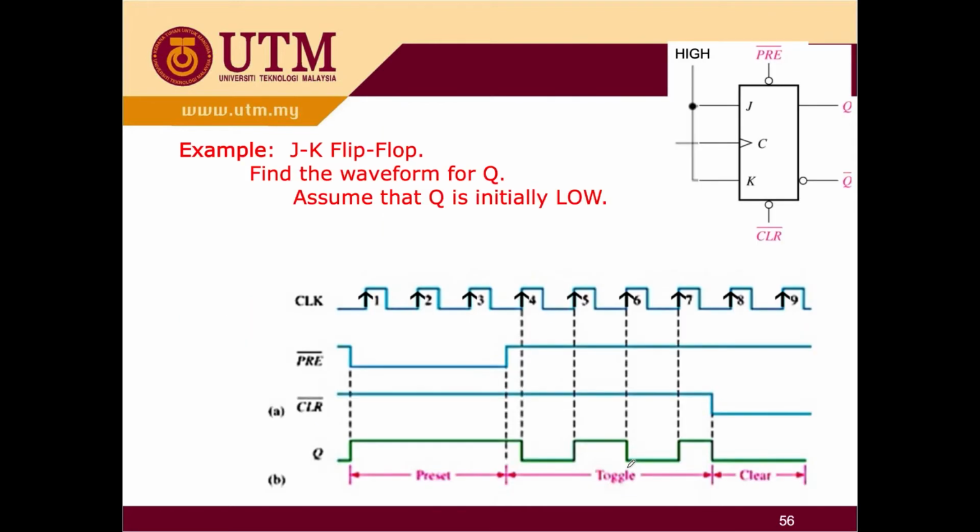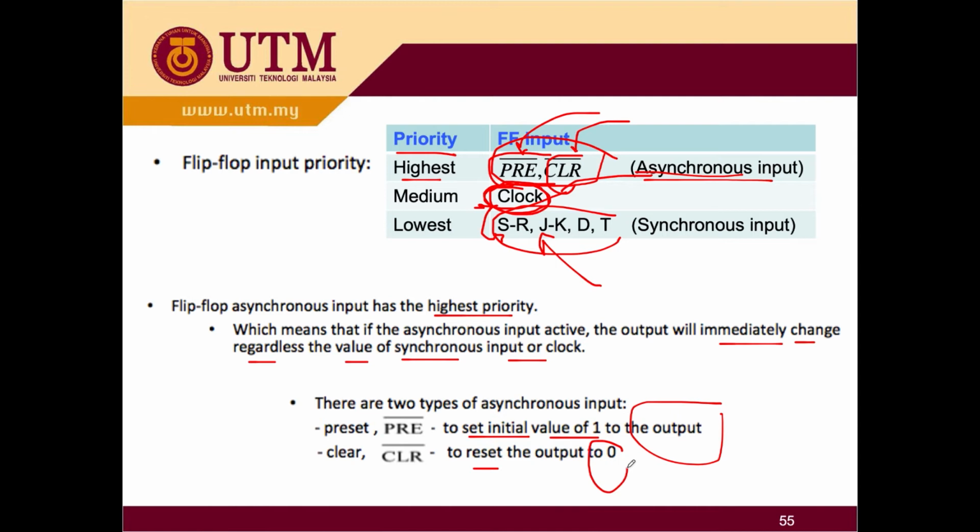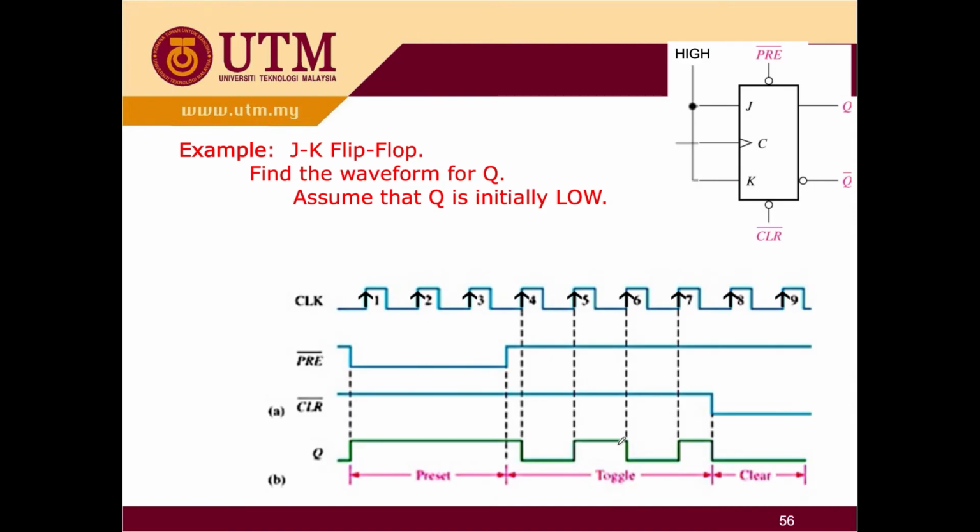So it's quite easy to understand because it is totally direct: if you preset, or it's called set, you're going to get the value of 1 for your output, and clear is when reset, so your output will be 0. So what happened?